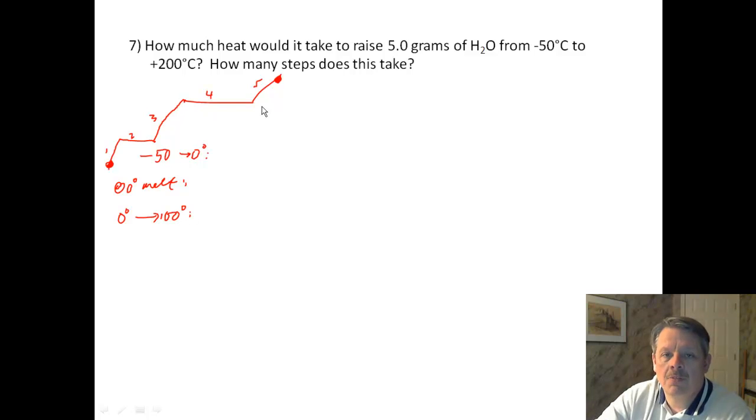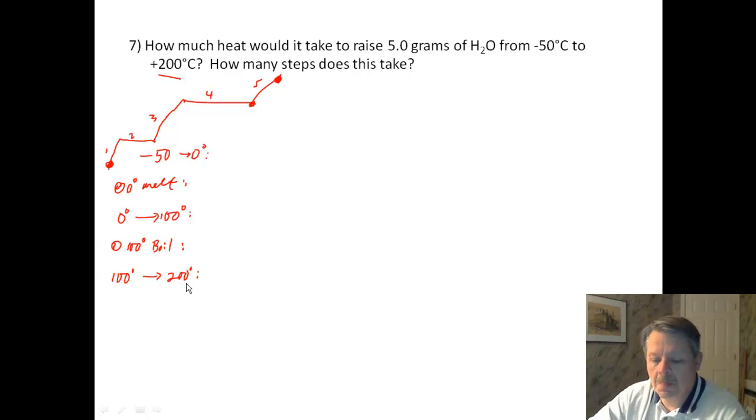And then our fourth step, we have to boil all that water. So we're still at 100 degrees. We never changed that, but we're boiling. So we're changing state from a liquid to a gas. And then our last step, that happens at 100 degrees Celsius. It says we want to go all the way to 200. So we have 100 degrees Celsius, and we're going all the way to 200 degrees Celsius. Okay, so those are the steps we have to take.